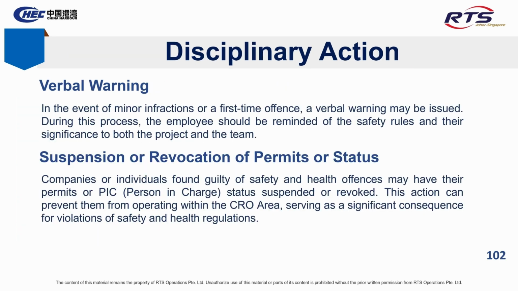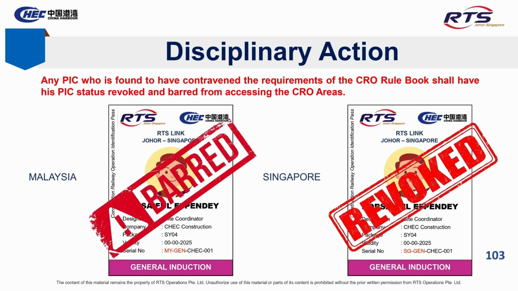Slide 102. Disciplinary action. For minor or first-time offenses, a verbal warning may be issued. This serves as a reminder of safety rules and their importance to the team and project. For more serious or repeated safety violations, permits or person in charge, PIC, status, may be suspended or revoked. This prevents the individual or company from operating in the CRO area and underscores the importance of compliance with safety and health regulations.